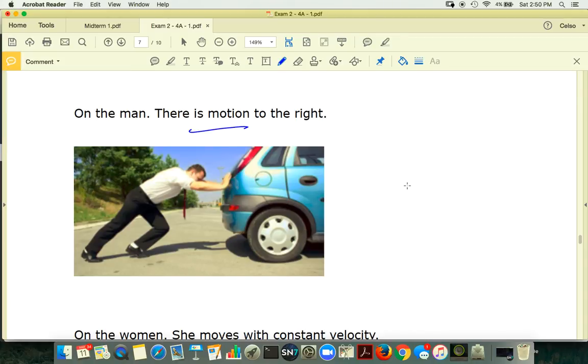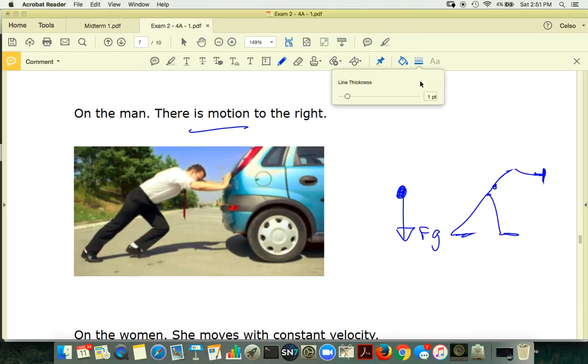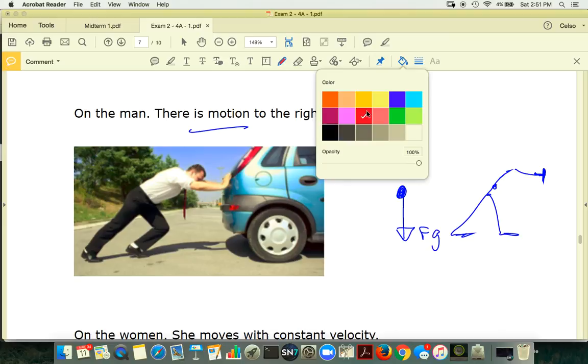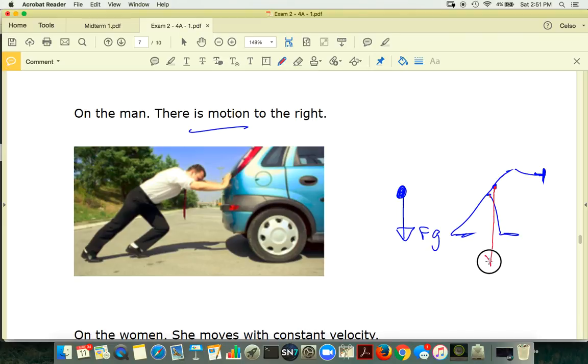So, forces on the man. Make the guy a point. You have weight. In fact, you have two contact forces here: one foot, another foot, and his hand. I think that's better that way. So go to his core, putting red, have his weight and normal force.